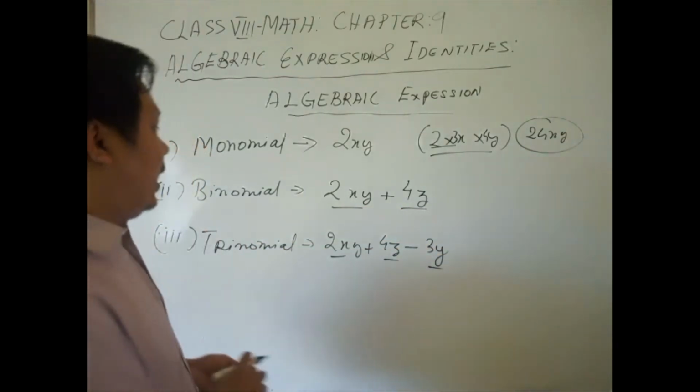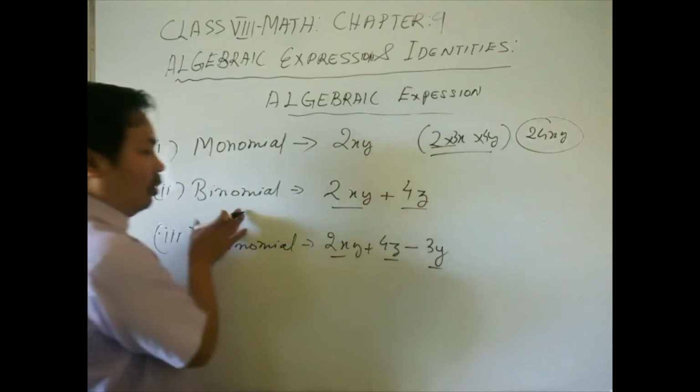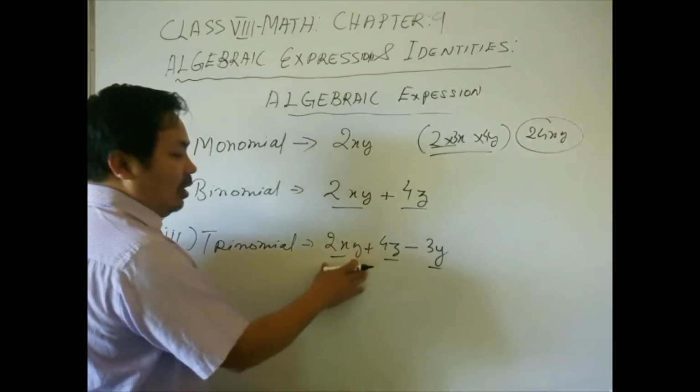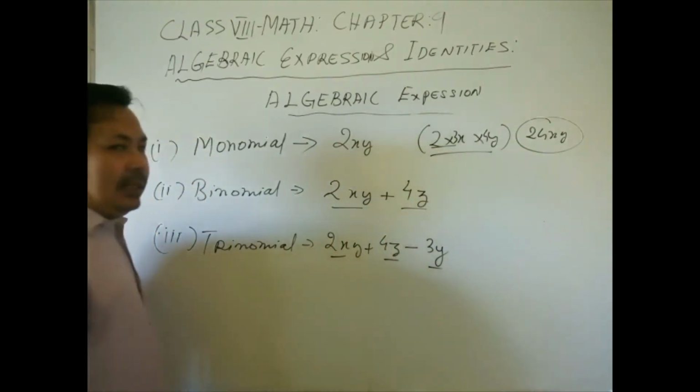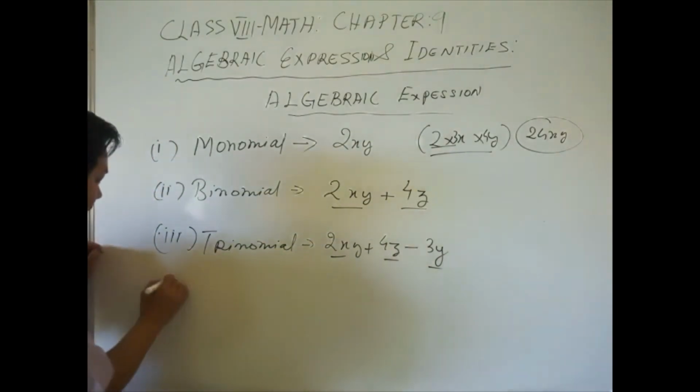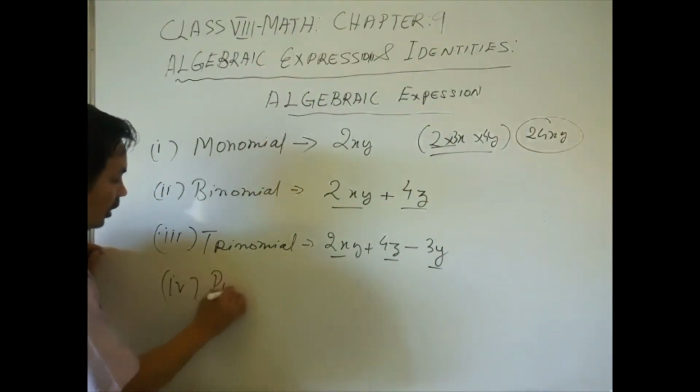Clear? So the expression where you find two terms is called a binomial, the expression where you find three terms is called a trinomial, and the last one is called a polynomial.